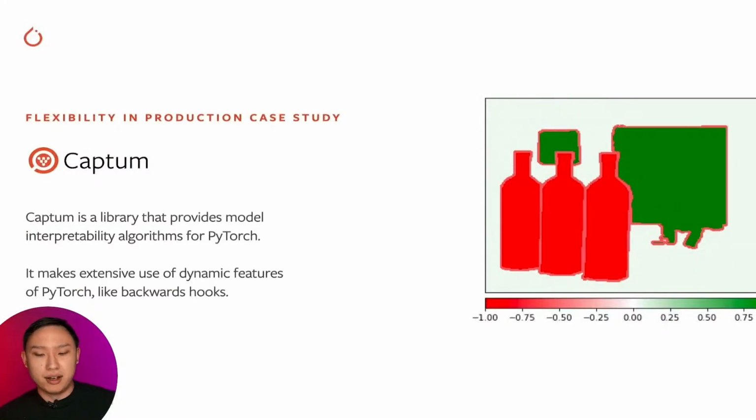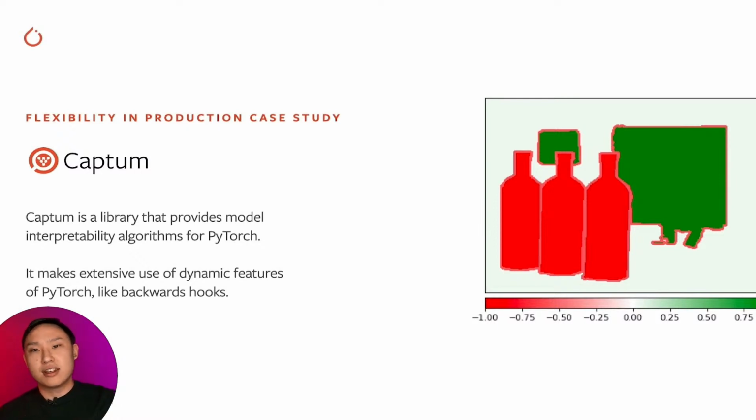As we progressed further into our research to production journey, we found ourselves talking with a number of production users that were struggling to fit some of their more dynamic or more flexible models into the TorchScript static regime. And here's an example of one of them. So we spoke to a group that's trying to deploy a library called Captum to production. Captum is a library that provides model interpretability algorithms for PyTorch models. So it basically explains why a certain classification was achieved.